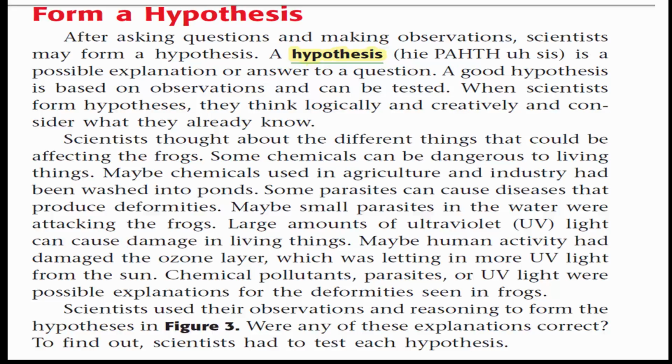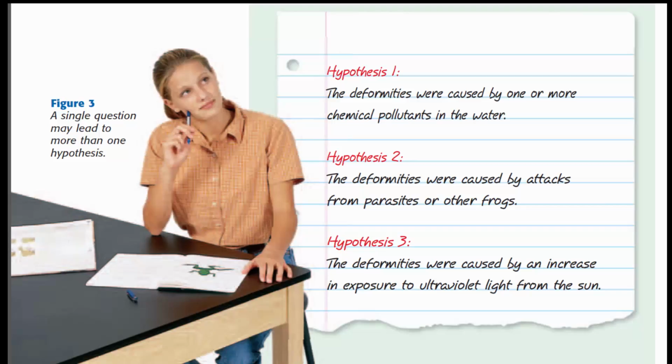Chemical pollutants, parasites, or UV light were possible explanations for the deformities seen in frogs. Scientists used their observations and reasoning to form the hypotheses in Figure 3. Were any of these explanations correct? To find out, scientists had to test each hypothesis.